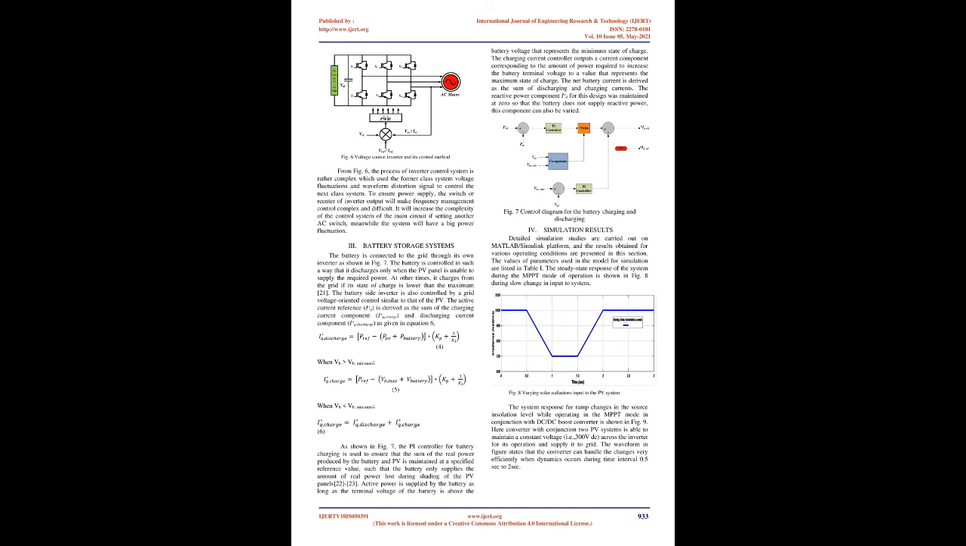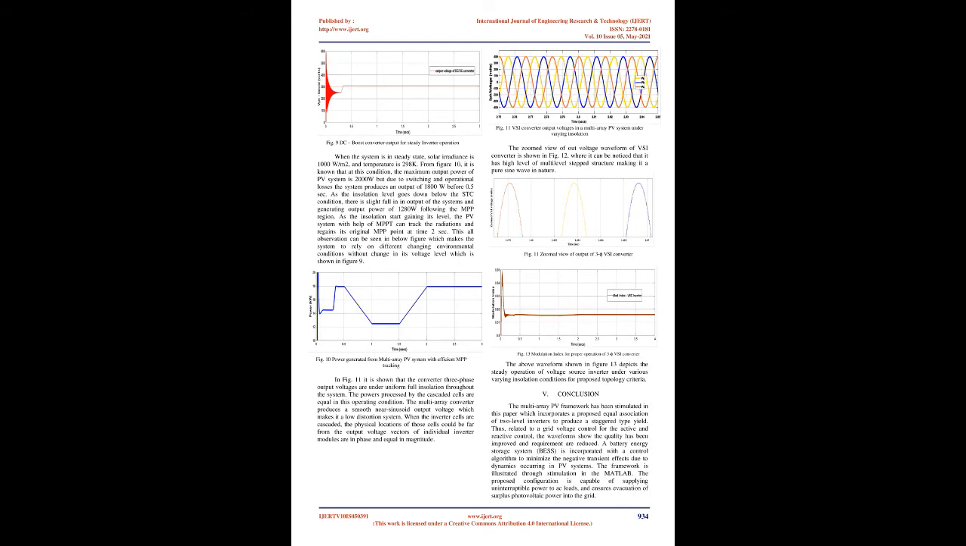From Figure 6, the process of the inverter control system is rather complex, as it uses the former class system voltage fluctuations and waveform distortion signal to control the next class system. To ensure power supply, the switching or re-entering of the inverter output will make frequency management control complex and difficult. It will increase the complexity of the control system of the main circuit if another AC switch is set.